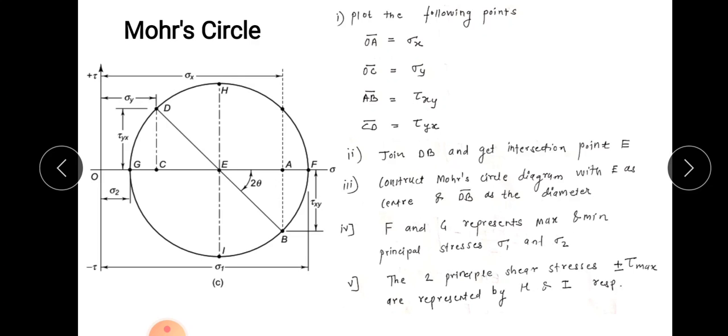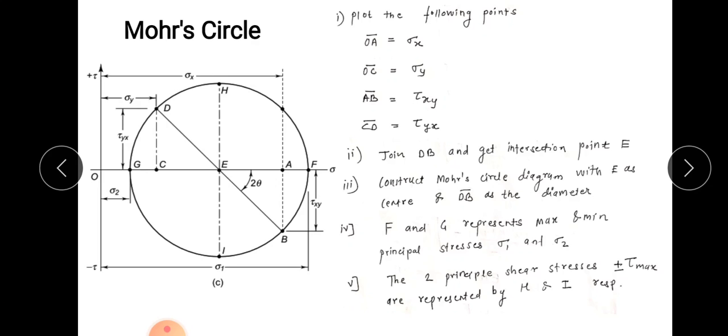Okay, now once you get the Mohr circle, you will get 2 points. The one is the F point over here and the second is the G point over here, right? So F and G represent the maximum and minimum principal stresses sigma 1 and sigma 2. Sigma 1 is nothing but the maximum principal stress and sigma 2 is nothing but the minimum principal stress. And I have already explained that these principal stresses are nothing but the resultant of normal and shear stresses. So from principal stress we can understand what is the maximum normal stress or minimum normal stress a body can have. I have already explained that at the start of this video.